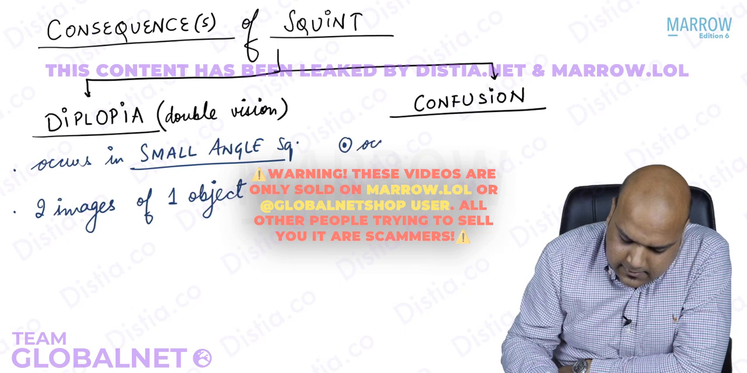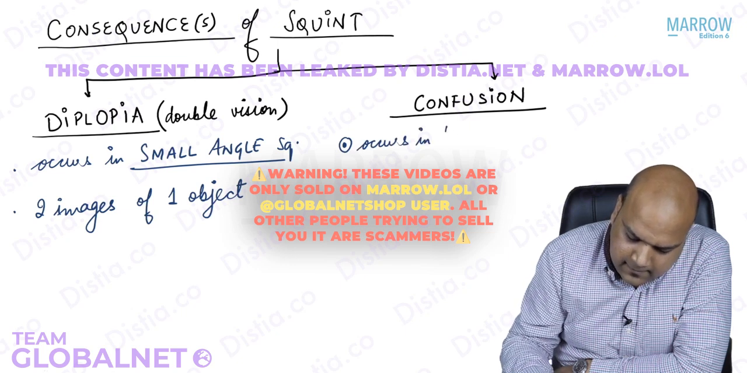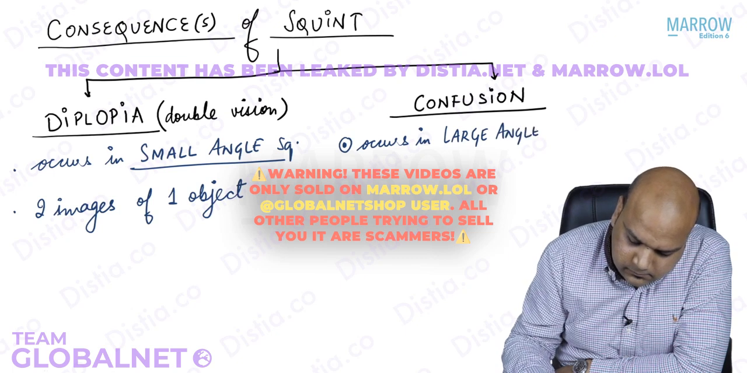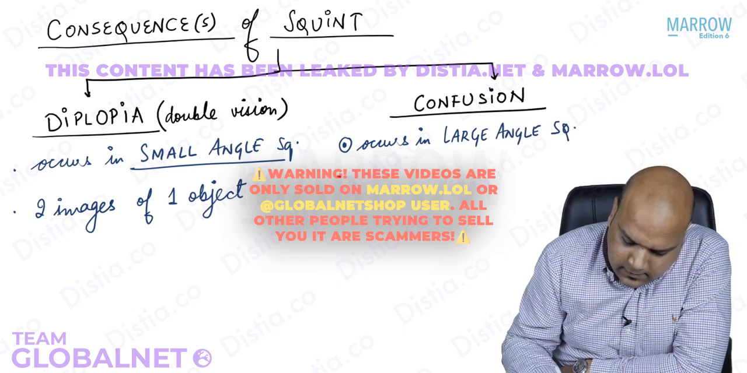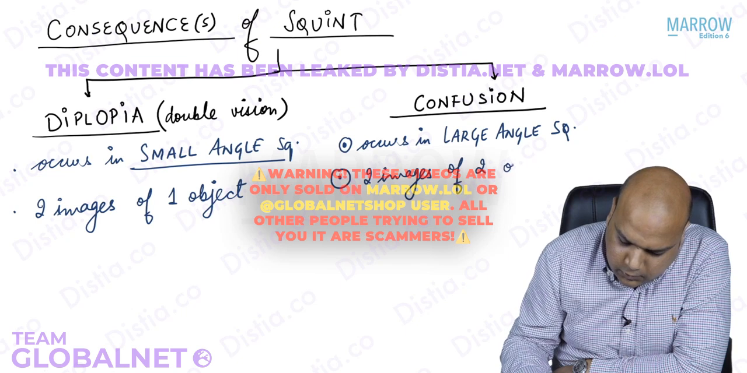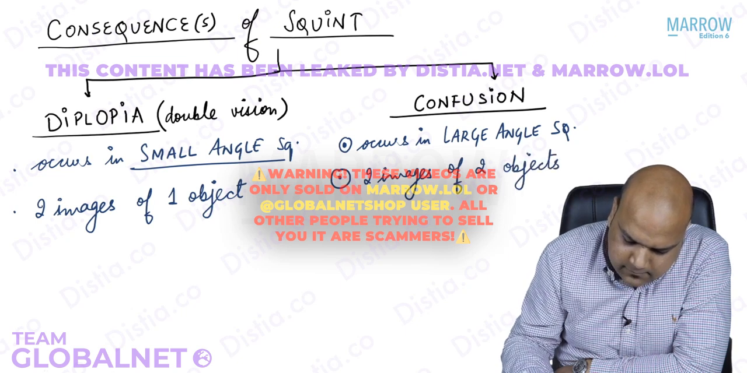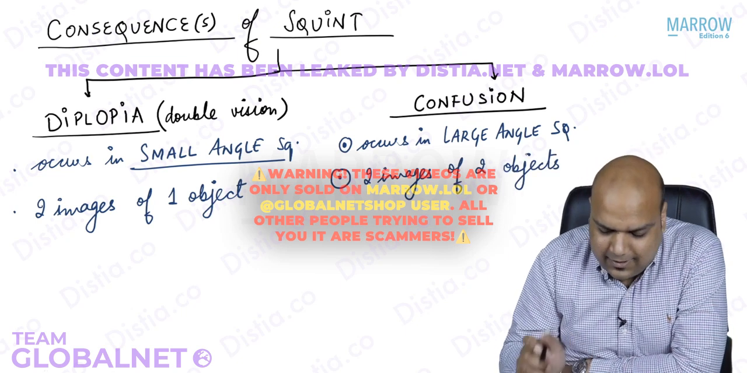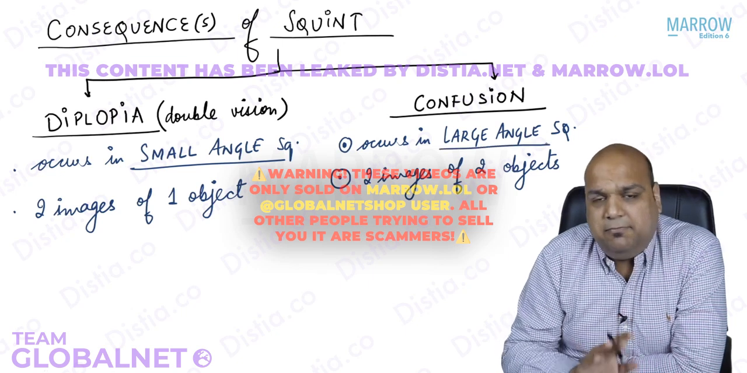Confusion occurs in large angle squint, and it means two images of two objects. So if you understand, there are basically two differences here.